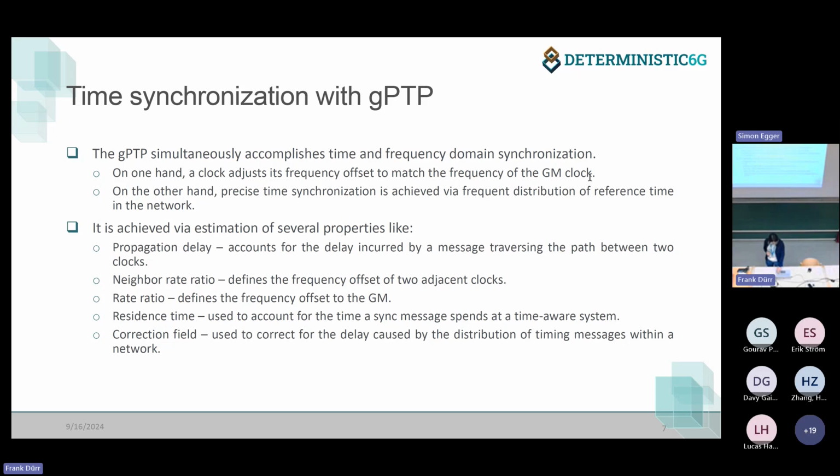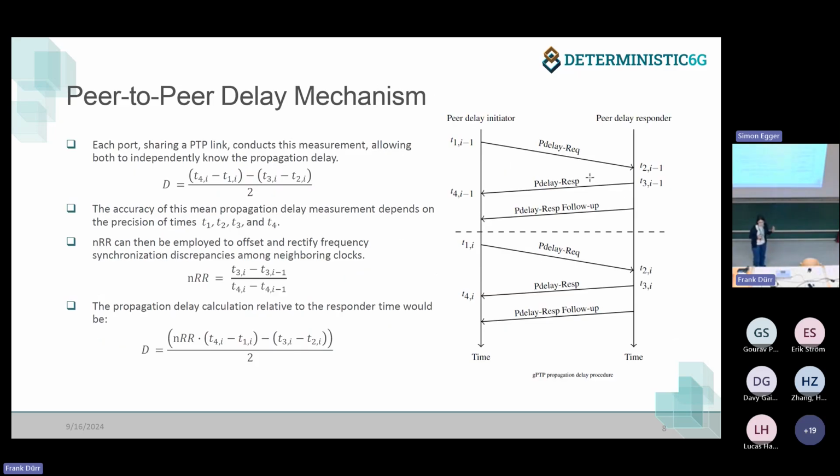Now let's go one by one over how we will do frequency synchronization and how we will do time synchronization. To do the frequency synchronization, we first account for the peer-to-peer delay mechanism. Here, what happens is that each port that shares a PTP link, so 2 adjacent neighbors, will conduct this measurement, allowing both to independently account for the propagation delay. Let's look at the figure. The peer-to-peer delay mechanism starts with the initiator sending a Pdelay request message.